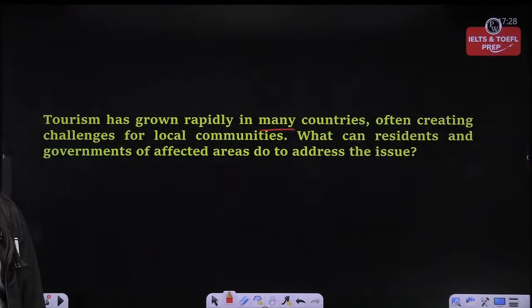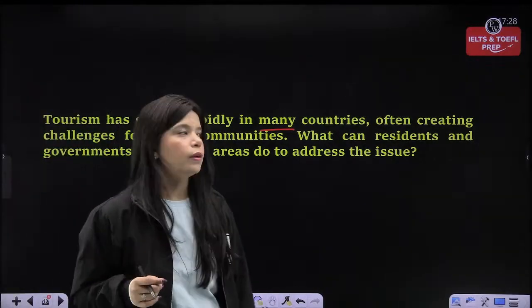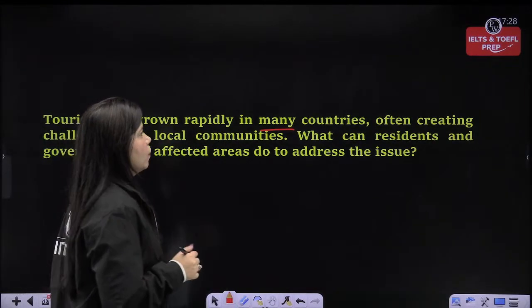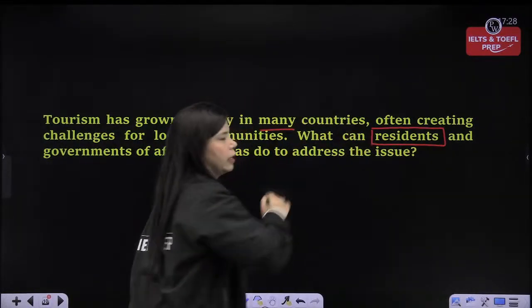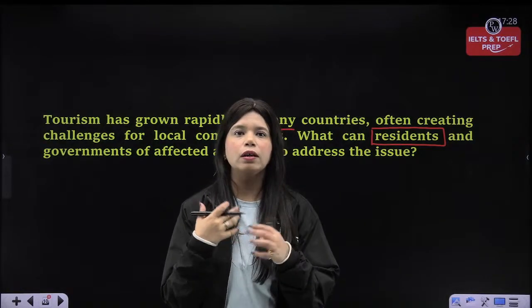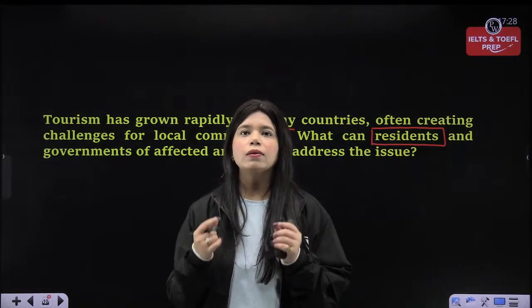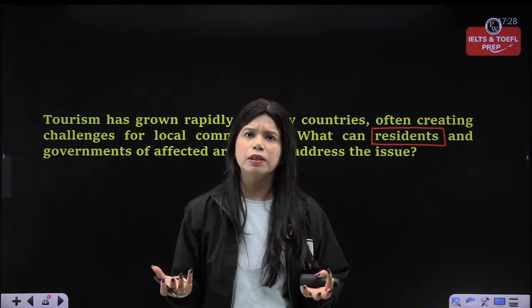Batao. They are not asking any issues now. They are only asking solutions. So what does it say? What can residents, कि वहाँ पे रहने वाले लोग क्या कर सकते हैं? कहाँ पे रहने वाले लोग? जहाँ पे बहुत tourism बढ़ गया है, those places where a lot of, exactly Jay. Now they are asking the solutions. But what solutions? Any random solution?